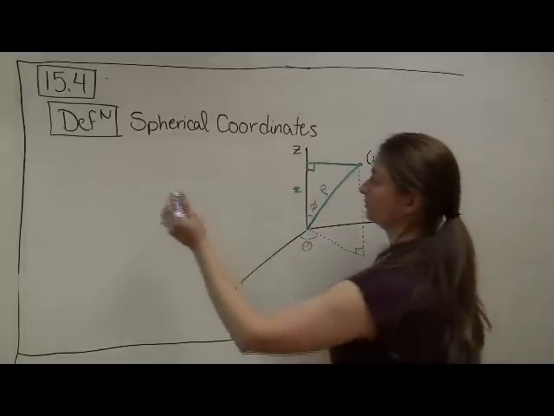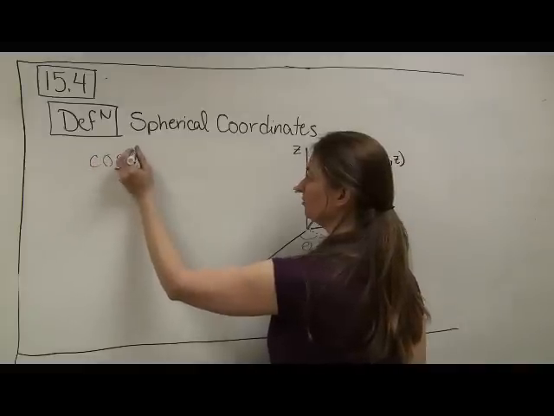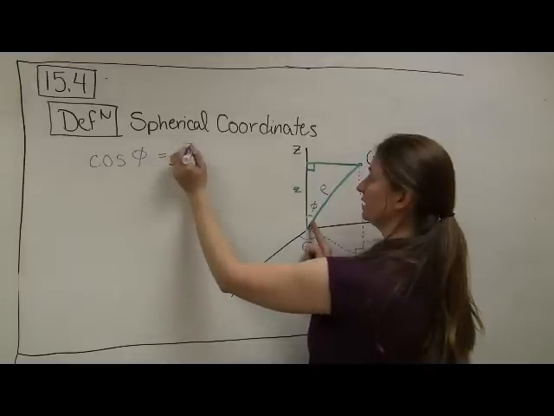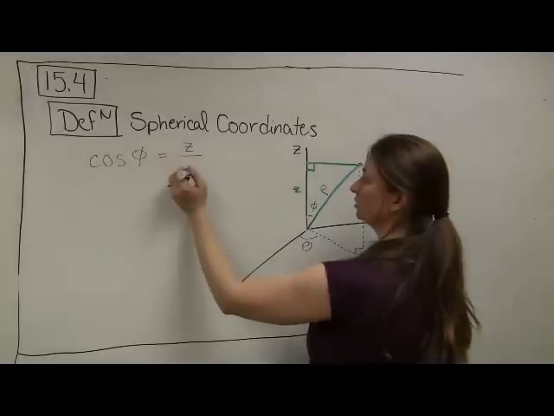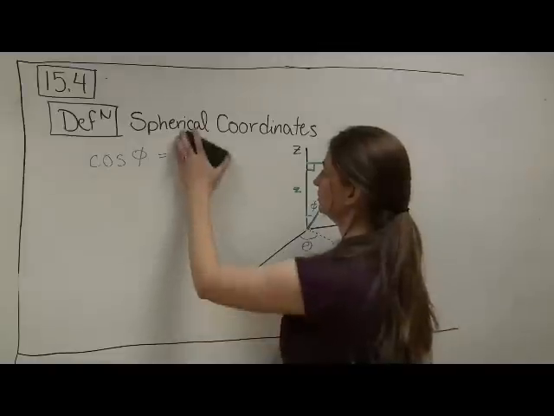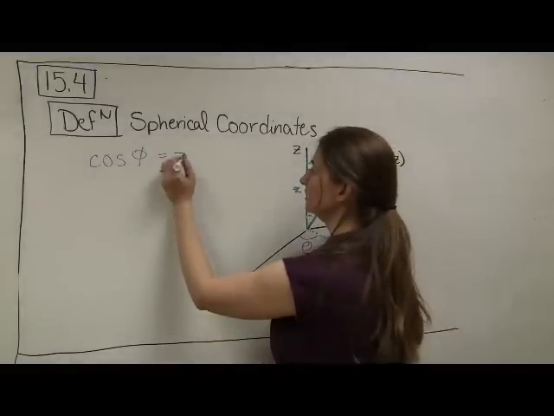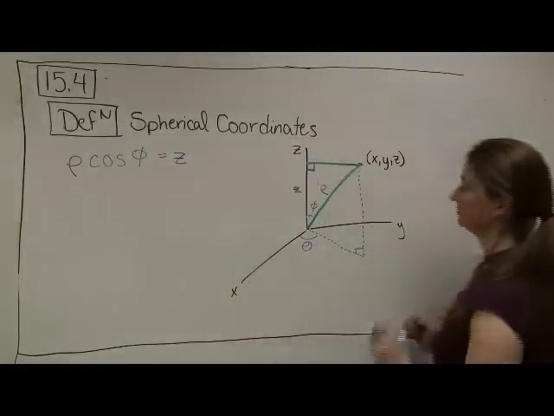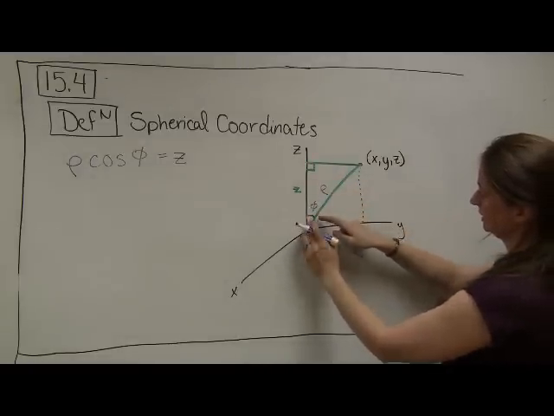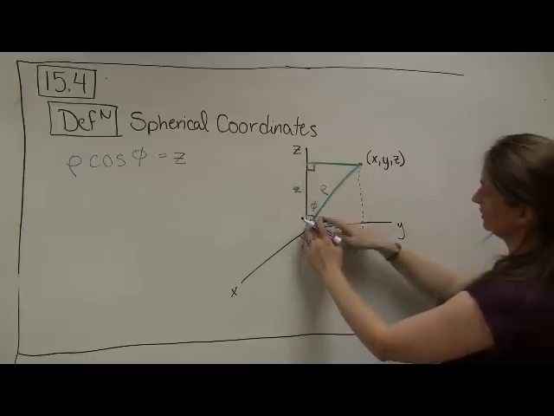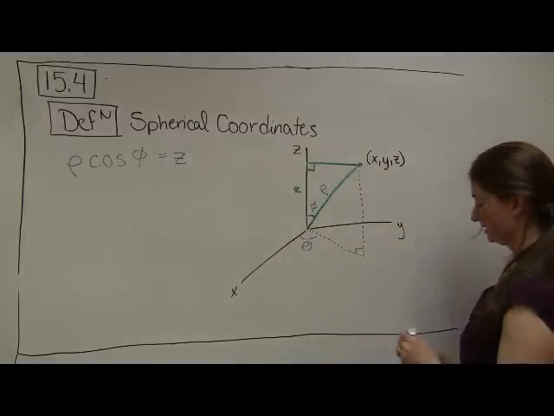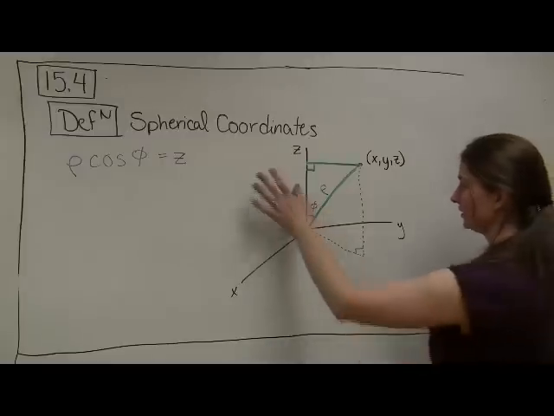And I'm going to write that down. We see that the cosine of my angle phi is going to be this adjacent side, z, divided by the hypotenuse, which is rho. And if I solve for z, it means that z is exactly equal to rho times the cosine of phi. This side length is equal to this length rho times the cosine of phi. The other sides are a little difficult. So that was my z side.